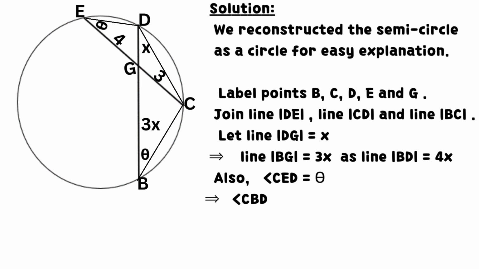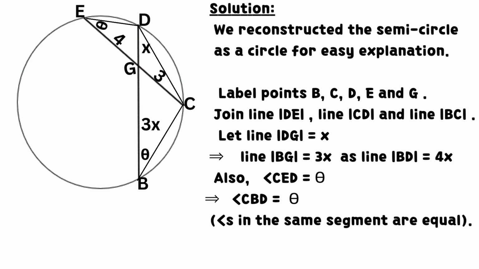Let line DG equal X. It implies that line BG equals 3X, as line BD equals 4X. Also, angle CED equals theta. Hence, angle CBD equals theta. It is because angles in the same segment are equal.